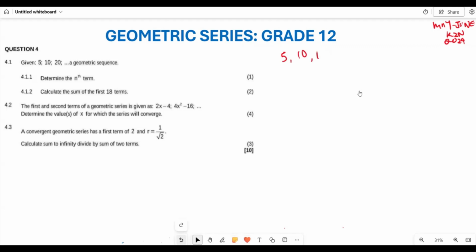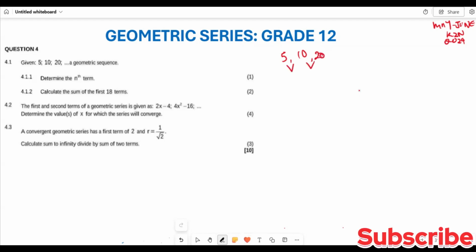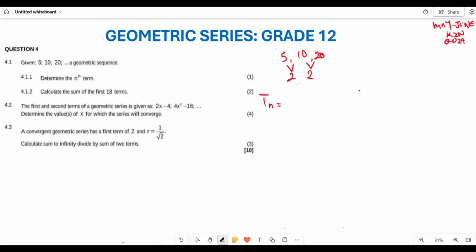Which means from here we divide to find the ratio, right? We are going to say what is 10? So this is going to be 10 divided by 5. And what is 10 divided by 5? This is going to be 2, right? Now, this is also 20 divided by 10. This is same as 2, which means now our nth term, Tn, is same as A R to the power of n subtract 1. Now, what is the value of your A? This is your first term, which is 5. Your R, which is your ratio, it's going to be 2. This is n subtract 1. So, therefore, this is going to be the nth term.